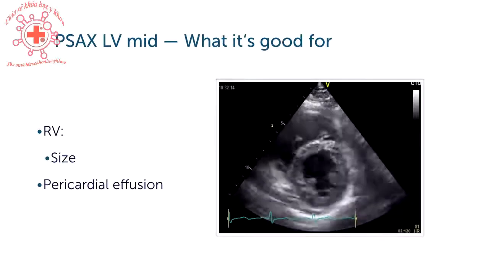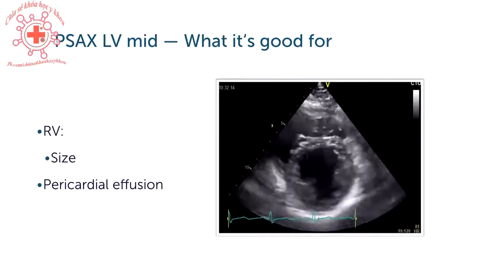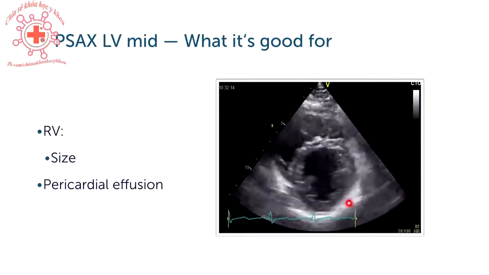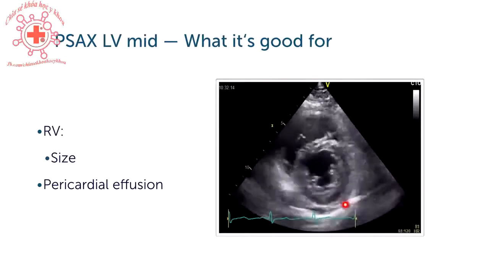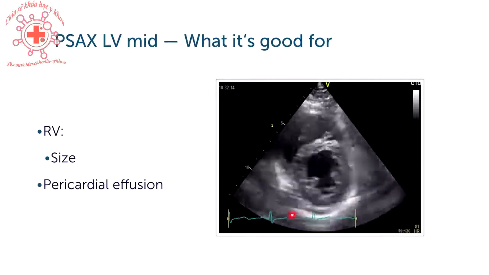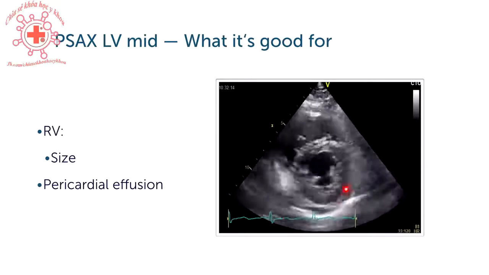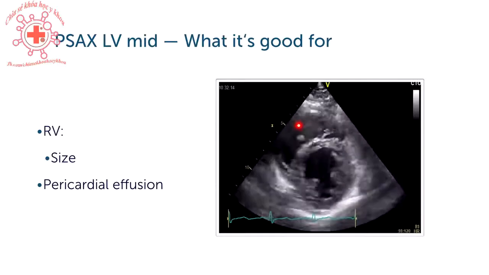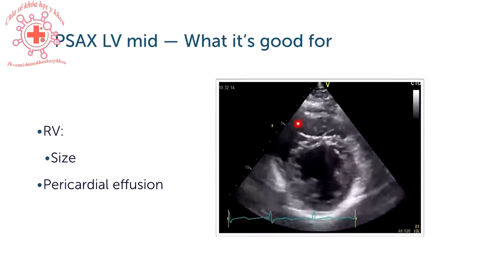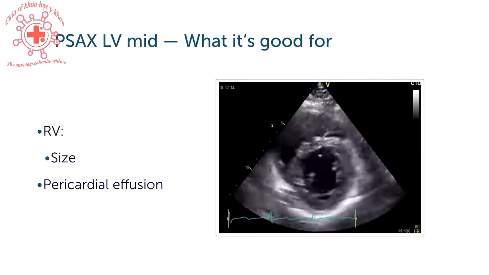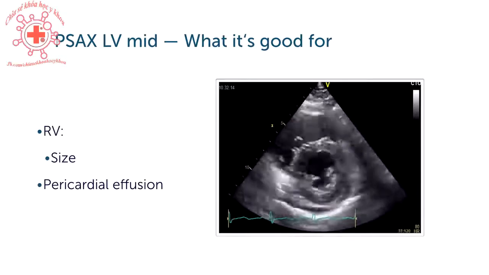Furthermore, the peristernal short axis view at the level of the ventricle is always good to look at pericardial effusion. Here you see a very small effusion right in the inferior part of the heart. And it's possible to look at the relationship between the right ventricle and the left ventricle. In this case, it's balanced. In other words, we have a normal-sized heart.